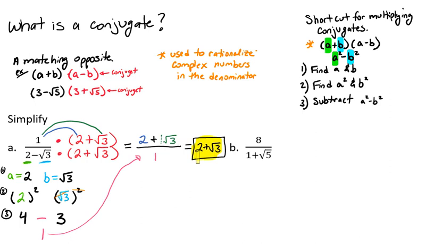Let's do another example. So here we have 8 divided by 1 plus the square root of 5. So we're going to multiply our denominator and our numerator by the conjugate, which is 1 minus the square root of 5. So to get our answer, we'll begin by multiplying our numerator. So 8 times 1 is 8. And 8 times negative square root of 5 is going to be a negative 8 times the square root of 5.